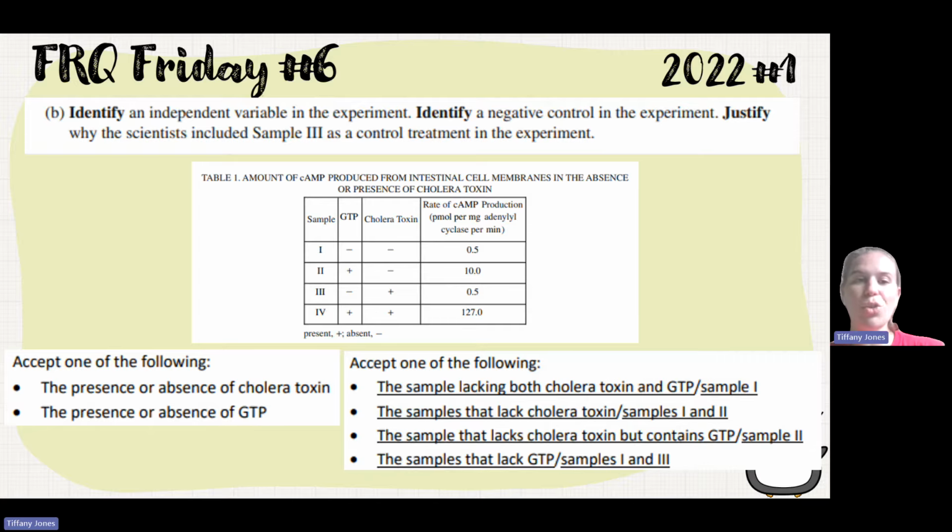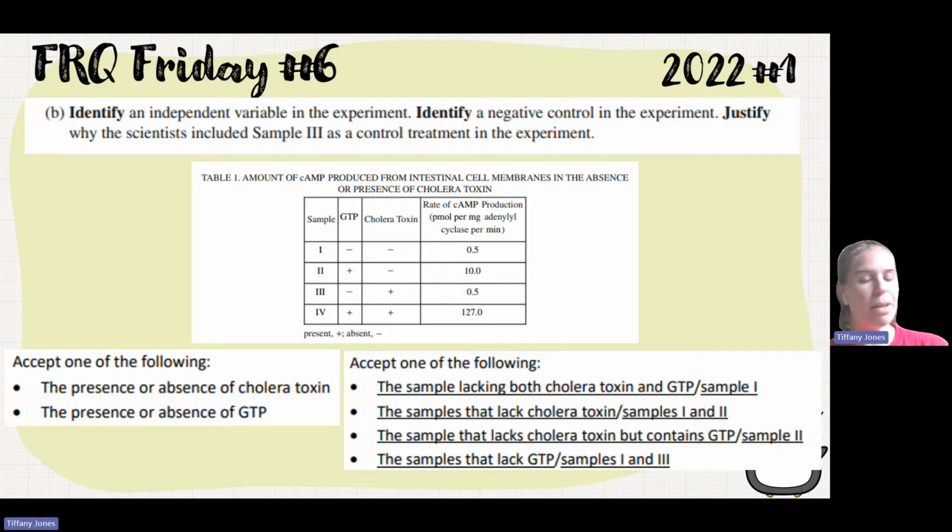So part B asks us to identify an independent variable, identify a negative control, and justify why scientists included sample 3 as the control. So oftentimes teachers will tell you that identify means you could have a one-word answer. And sometimes you can. I always teach my students to write this in a complete sentence. It does not take that much longer to write "the independent variable is" and then tell me what it is. Just spell it out, make sure that your reader knows and understands what you're saying.